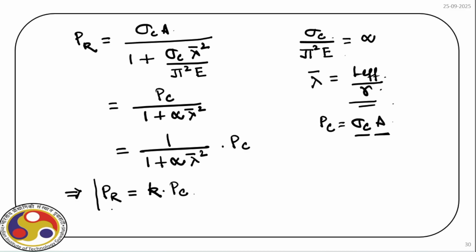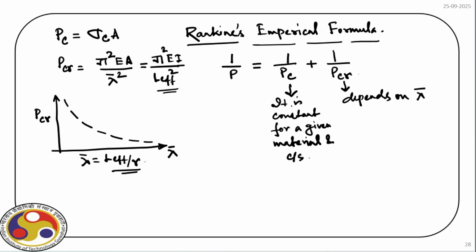Now, as I have already explained, if you look at the first expression of Rankine's formula, which is here, it has the effect of crushing that comes from the first part and the effect of buckling that comes from the second part. Now, in a case where buckling dominates, obviously the first part will not be significant, and vice versa. And for an intermediate column where we have combined effect of crushing and buckling, we can use this Rankine's formula.